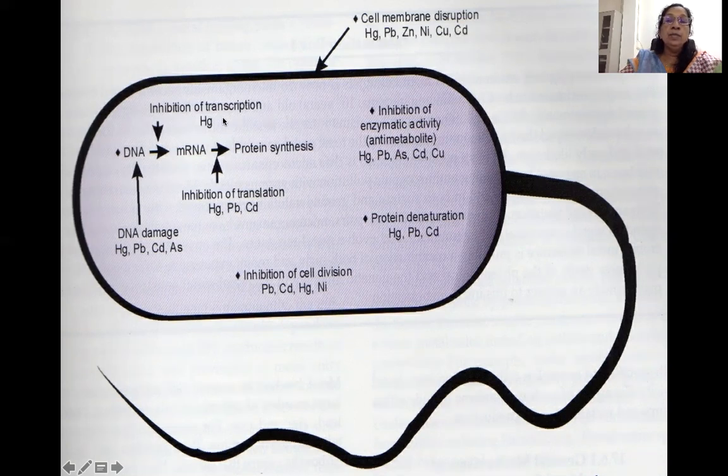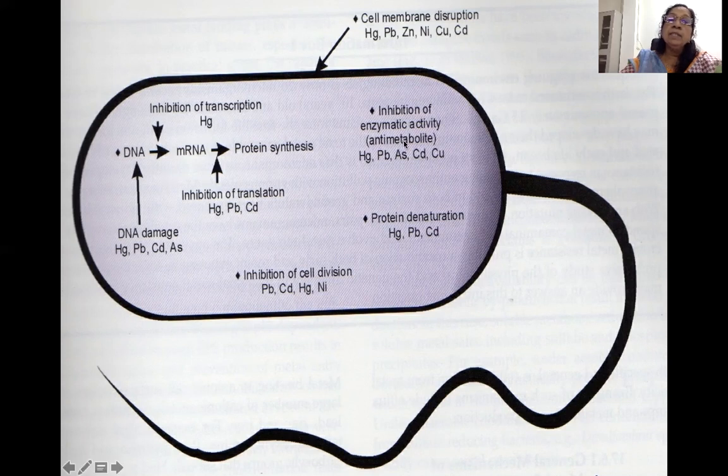And you know the central dogma of biology, that is DNA to RNA to protein synthesis. Already we saw the disruption of DNA by certain heavy metals like mercury, lead, cadmium, and arsenic, which can disrupt the DNA and cause DNA damage. And mercury can inhibit the transcription process from DNA to mRNA, and the translation process of mRNA to protein synthesis is inhibited by metals like mercury, lead, and cadmium.